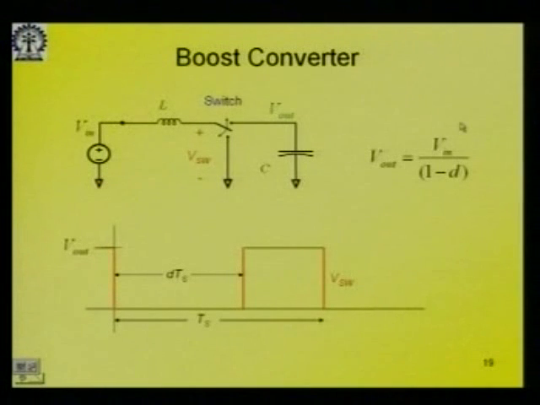Now, as it happens, the relationship between the output and the input in this case is that the output is equal to V in divided by 1 minus D. So, if D is equal to 0.5, then at the output you are going to get twice the input voltage, and as D becomes say 0.9, you can theoretically get 10 times the input voltage. So, this is the working of a boost converter.